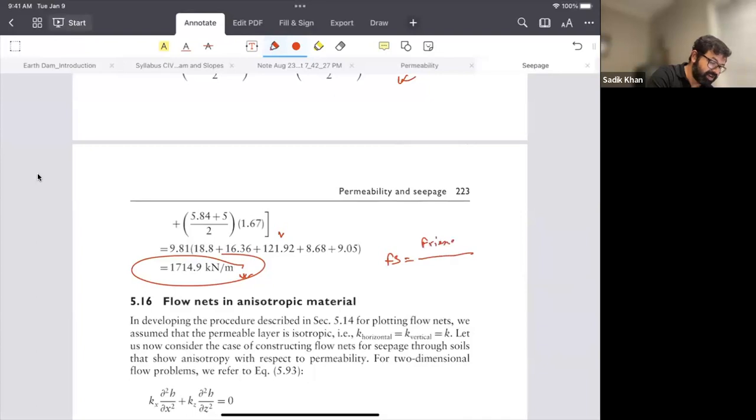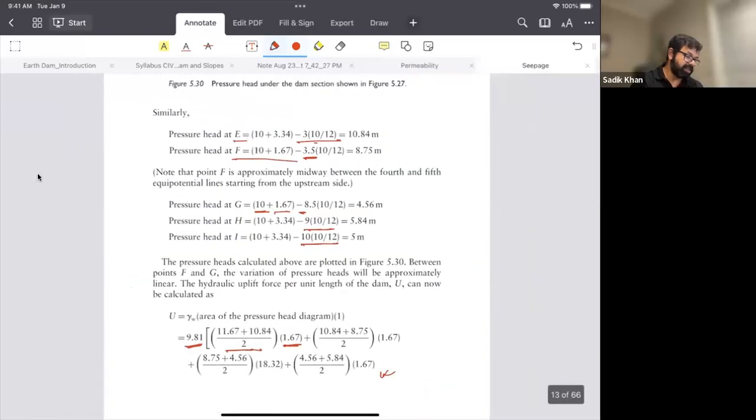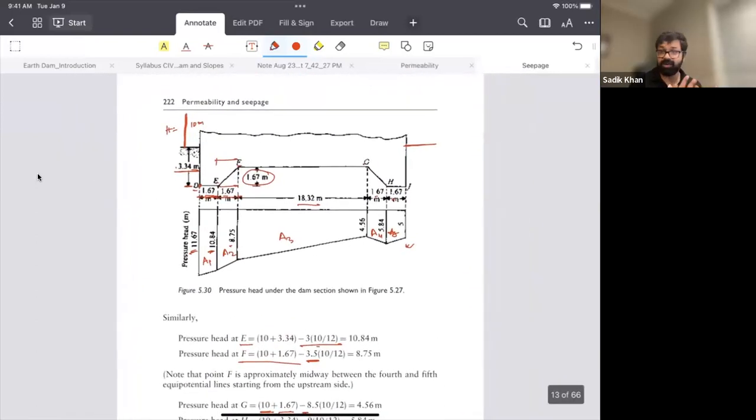So this is your friend. This is your enemy. So what is your enemy? The uplift force. Enemy is the uplift force, which is 1714.9. What is your friend? The weight, which we calculate as force. Okay, so we need to calculate the weight, right? This is not calculated yet. So how can you calculate that?